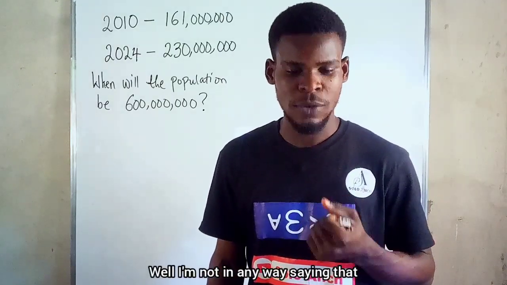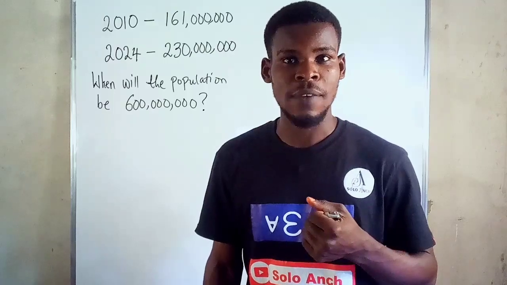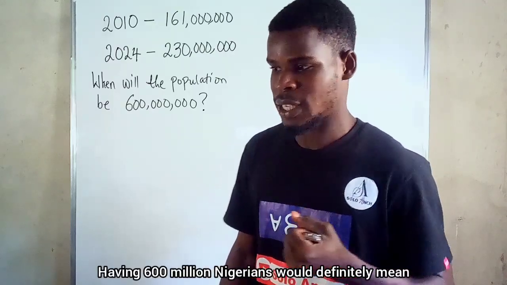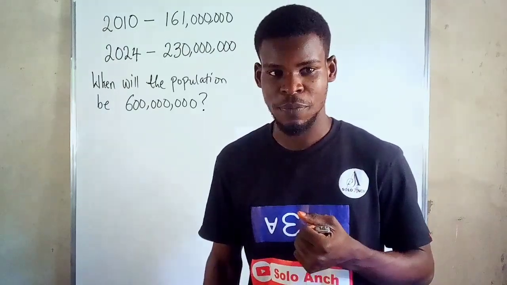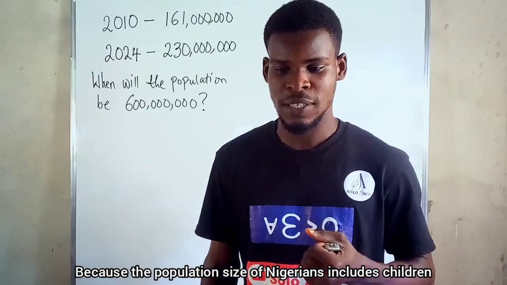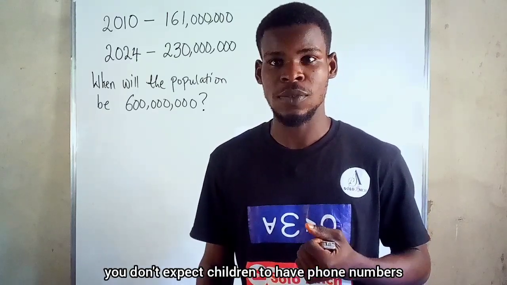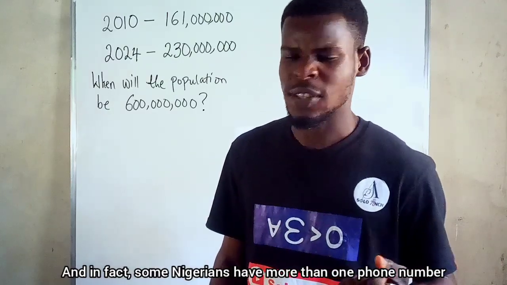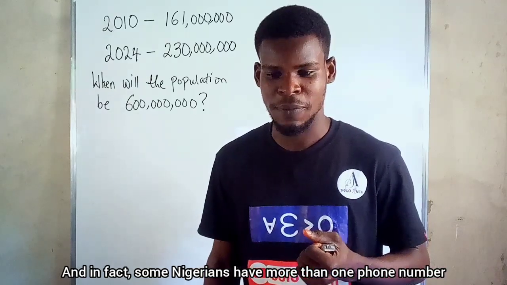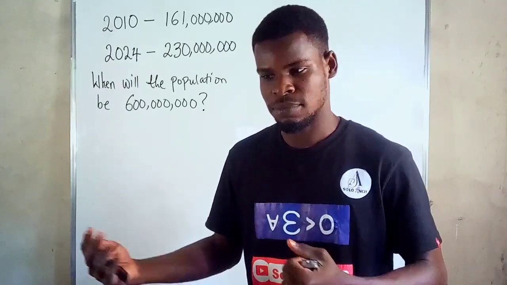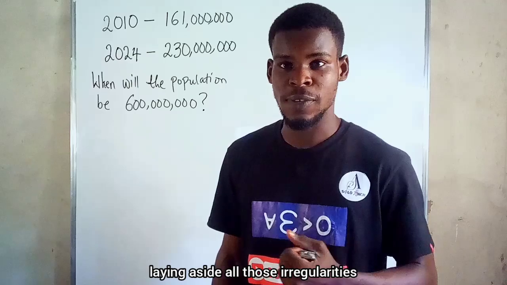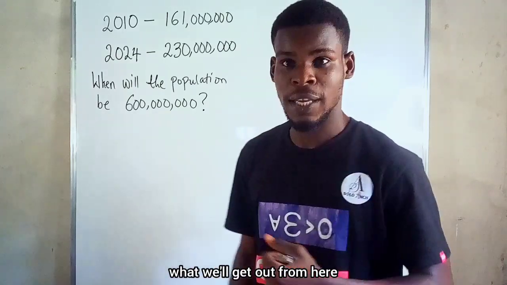I'm not in any way saying that having 600 million Nigerians will definitely mean that we'll have 600 million phone numbers, because the population size of Nigerians includes children. You don't expect children to have phone numbers, and in fact, some Nigerians have more than one phone number. So, of course, laying aside all those irregularities, we just want to know what we'll get out from here.